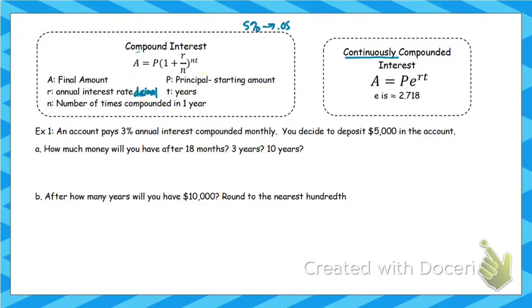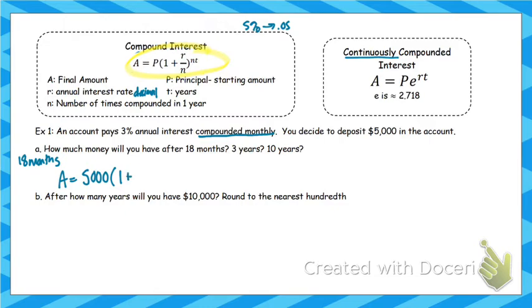An account pays 3% annual interest compounded monthly. So that is our clue that we are going to use the first equation because it does not use the phrase continuously. We're going to deposit $5,000 in that account. How much money will I have after, we'll start with 18 months? So we don't know the amount of money. We do know the principal. The principal is the starting amount, which is $5,000.